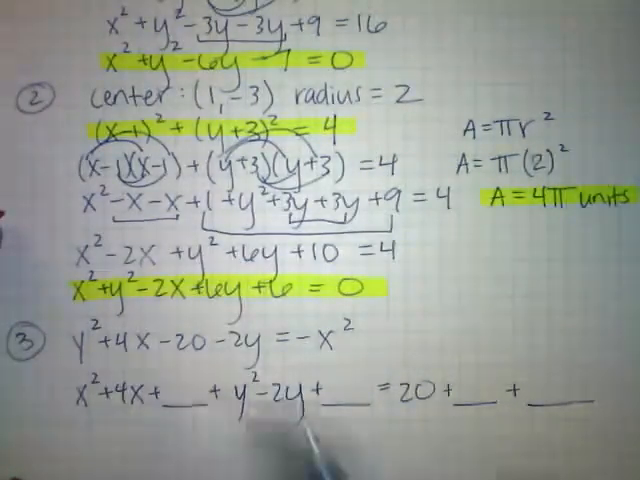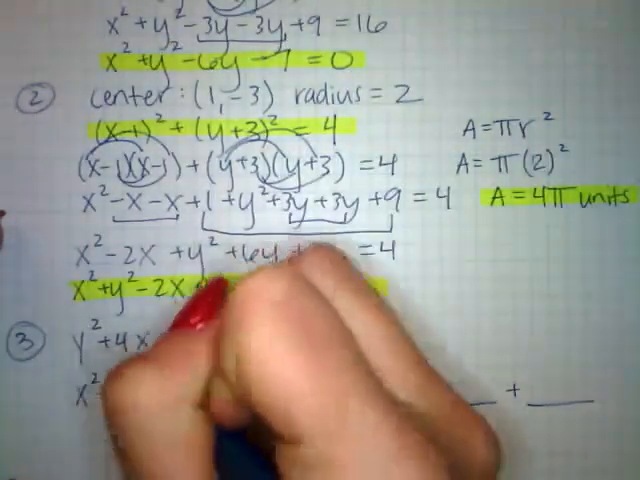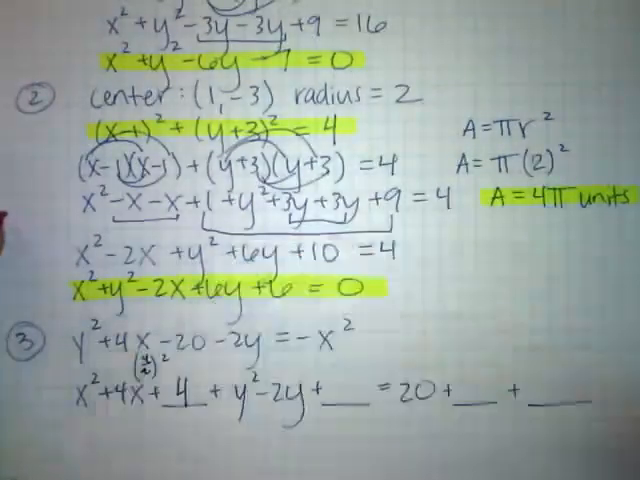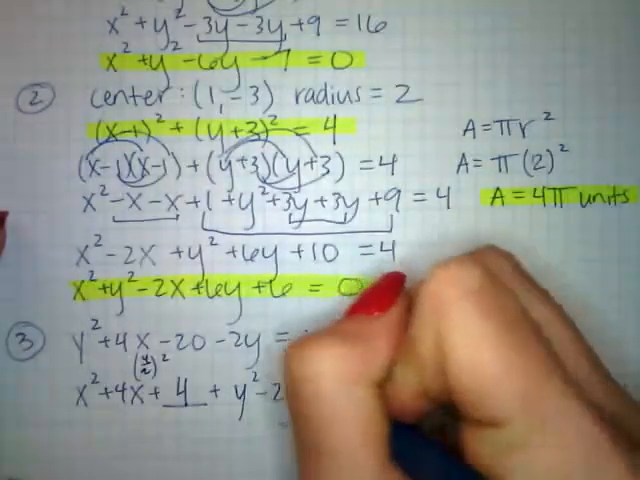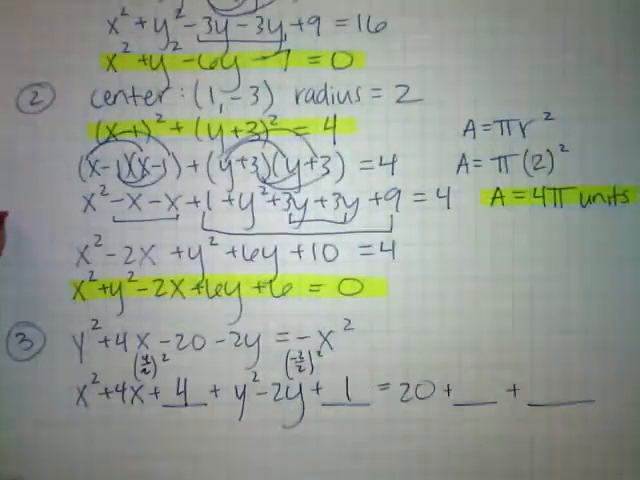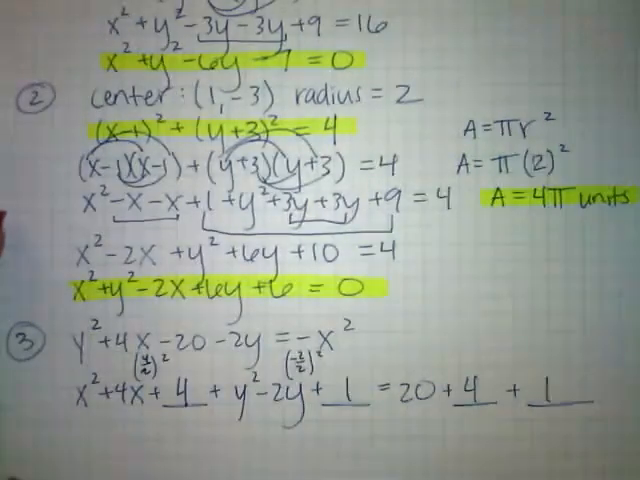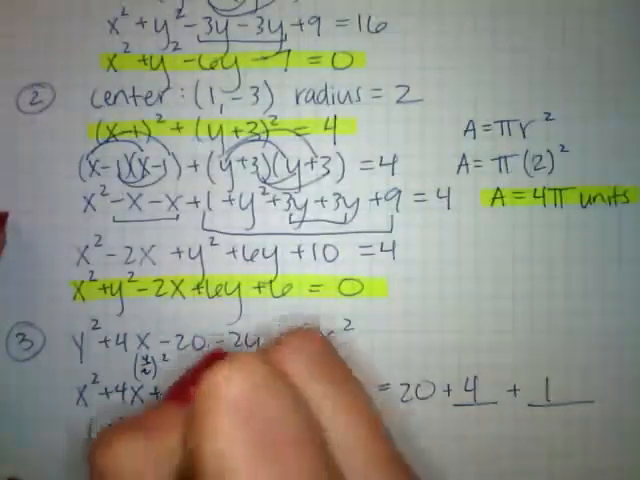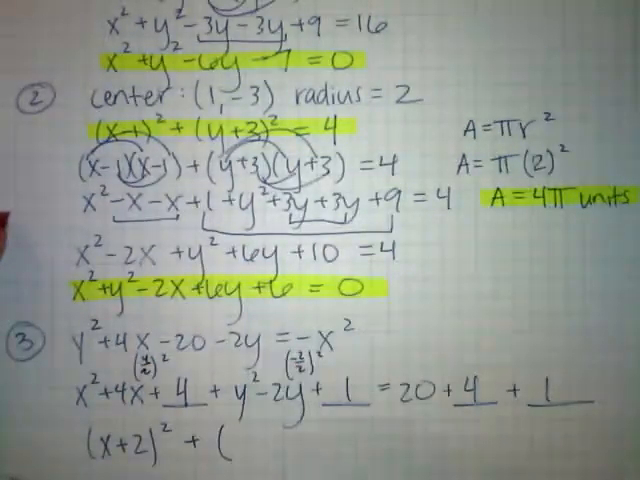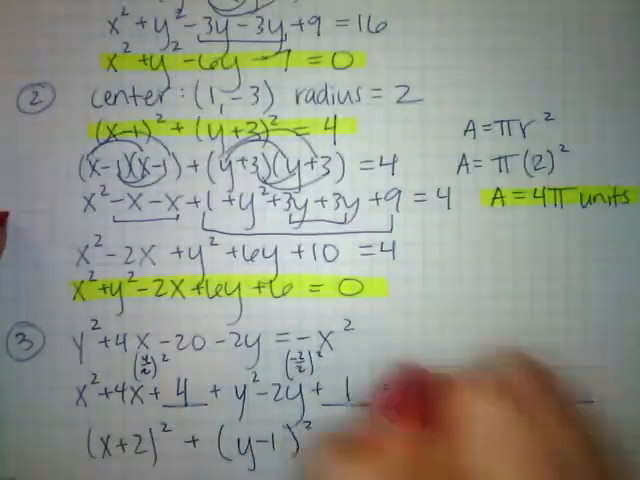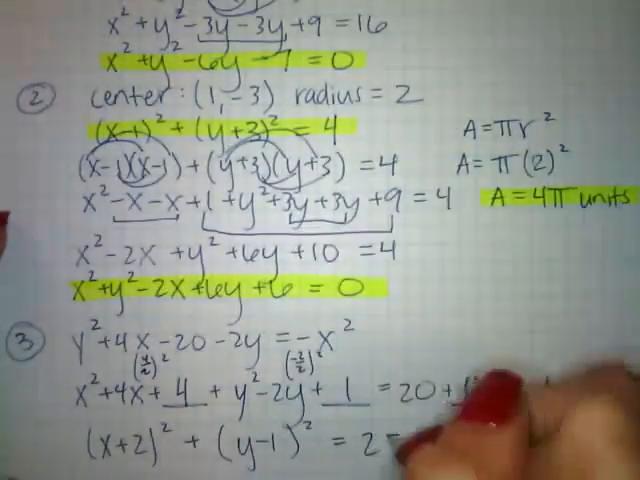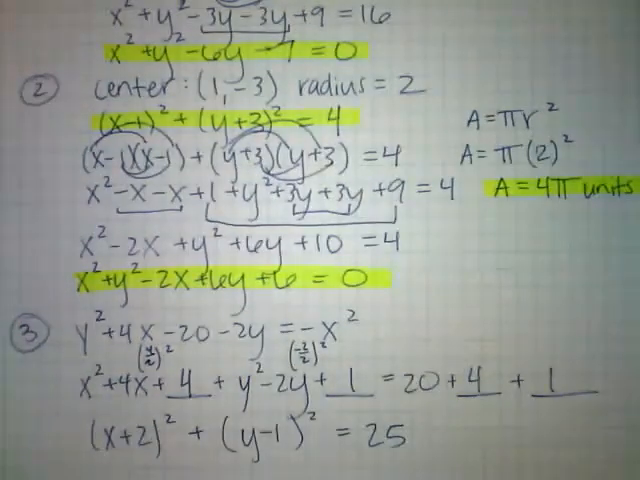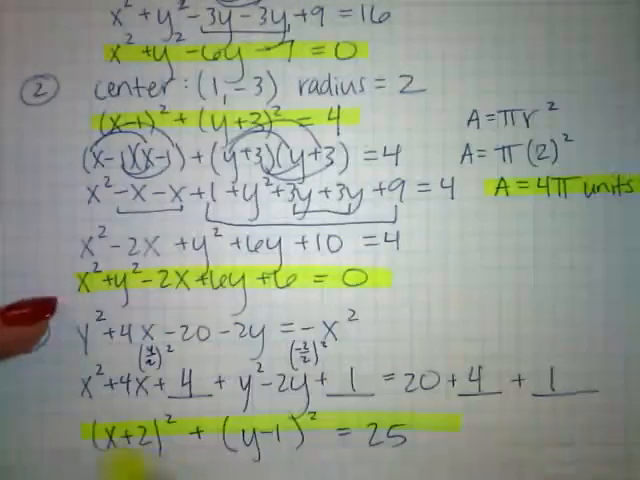All right, to come up with this piece, I'm going to do b divided by 2 squared, which is just 4. For this one, it's negative 2 divided by 2 squared, which is just 1. Next, we can factor, that's going to be x plus 2 squared. This one will be y minus 1 squared. And this side simplifies to 25. Okay, so I have written the equation in standard form.